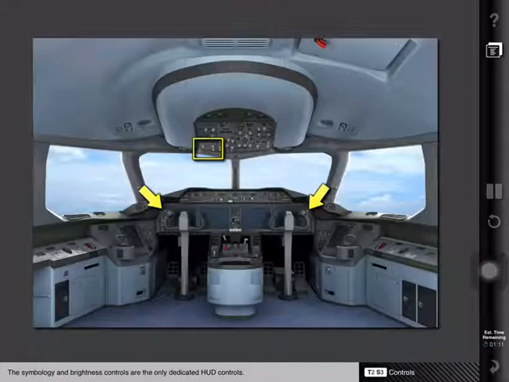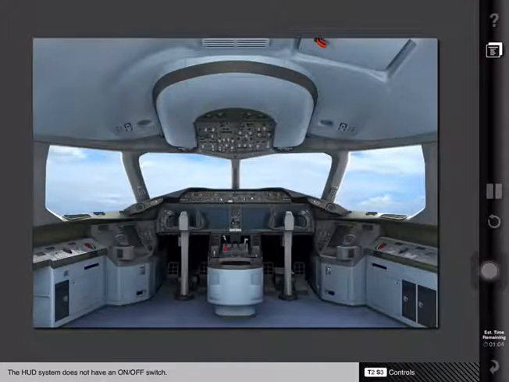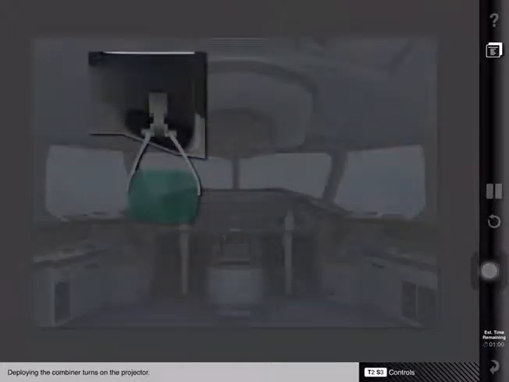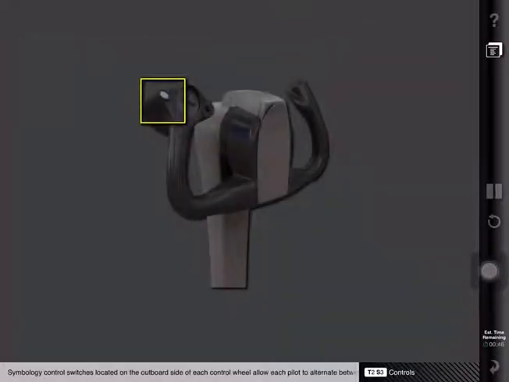The symbology and brightness controls are the only dedicated HUD controls. The HUD system does not have an on-off switch. Deploying the combiner turns on the projector. Manipulation of the FMS, EFIS, and MCP controls determines data output on both the HUD and PFD. Symbology control switches located on the outboard side of each control wheel allow each pilot to alternate between full and decluttered display modes.